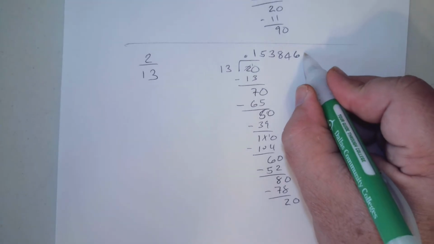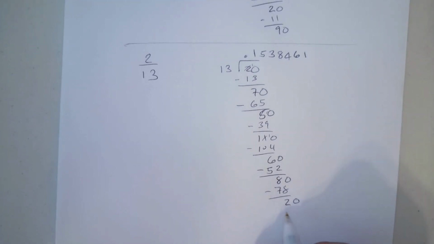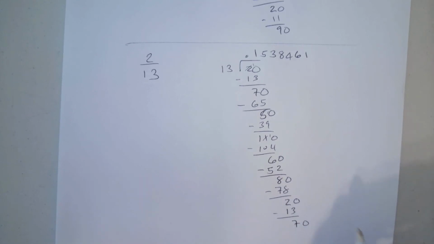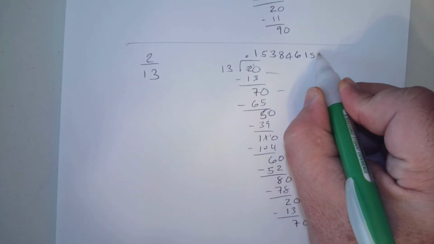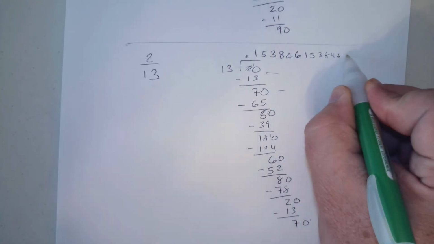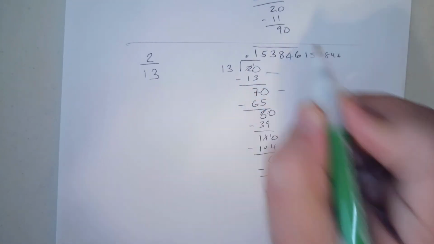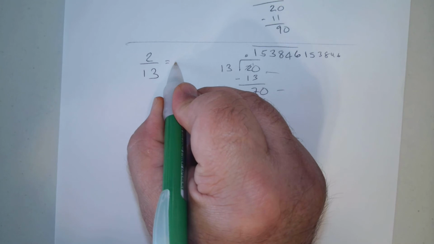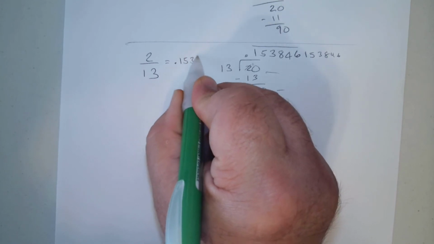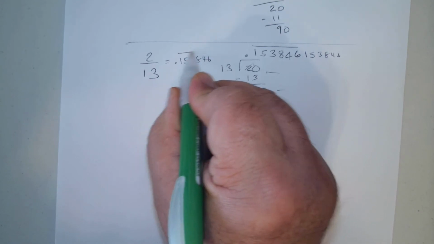13 goes into 20 once, which is 13. Subtract that, we get 7. And now it seems like we're repeating that. So it's going to be these numbers repeating. So that's the answer to this question: 0.153846 repeating.